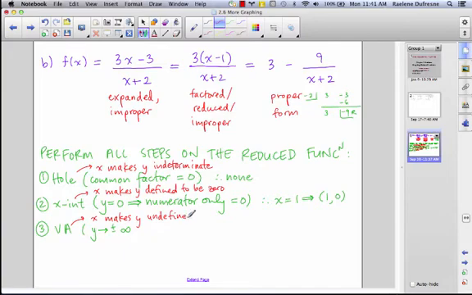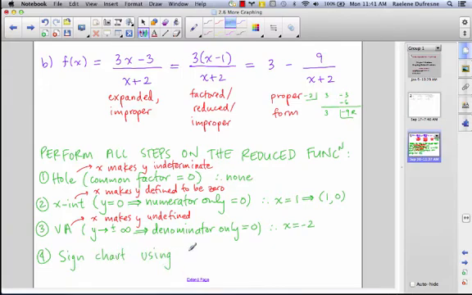And when a fraction is undefined, that means that the numerator is non-zero and the denominator only is 0. We say the word only because if we have both numerator and denominator equal to 0, then the fraction value is indeterminate. And in this case, we get x is equal to -2. So we have only one domain restriction, and that is x is equal to -2. The fourth step will be to make a sign chart using factors and x values from steps 2 and 3.